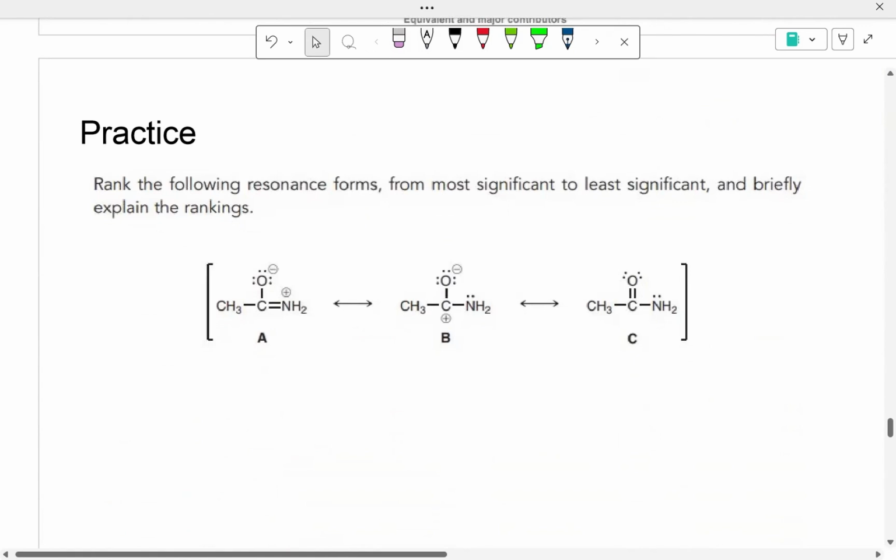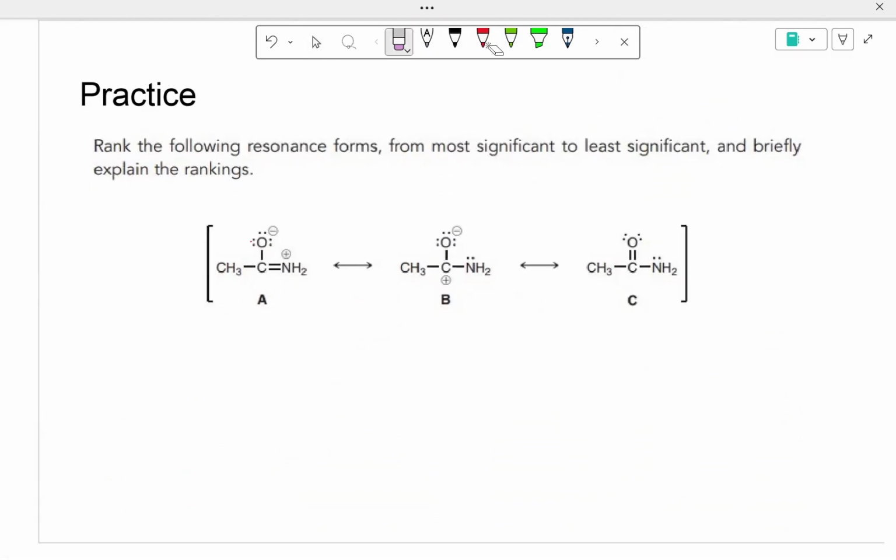So let's look at some practice problems for this. So to get from A to B, I'm going to take the pi electrons in that carbon-nitrogen double bond and move them towards the more electronegative atom. That gets me to B. Now to go from B to C, I'm going to move that lone pair towards the carbocation, the atom with the carbocation, to form a pi bond.